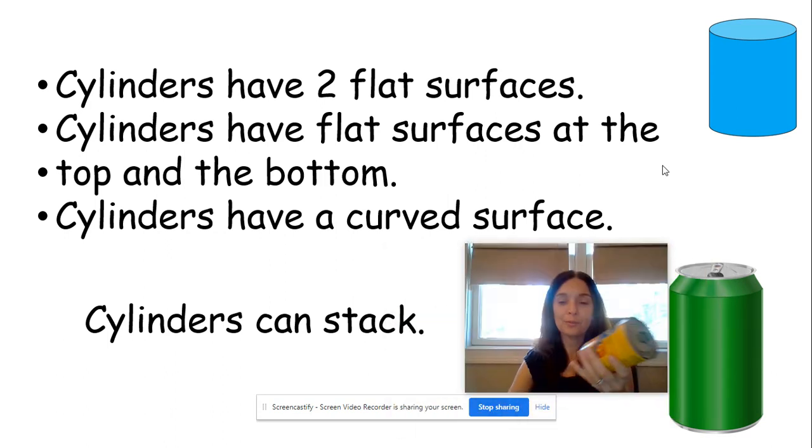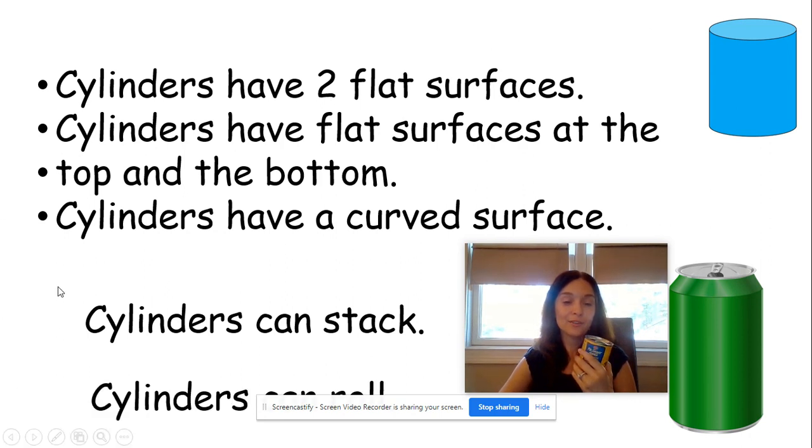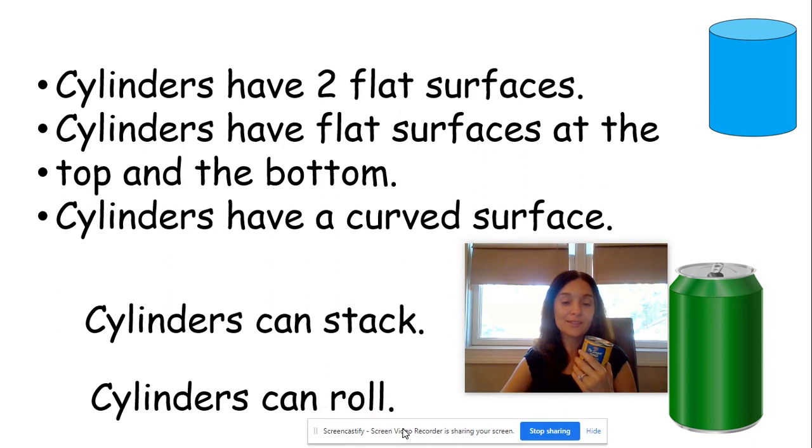Can a cylinder roll? What do you think? A cylinder can roll because it has a curved surface. In order for a shape to be able to roll, it needs a curved surface. And cylinders have both curved surfaces and flat surfaces, so they can stack and they can roll.